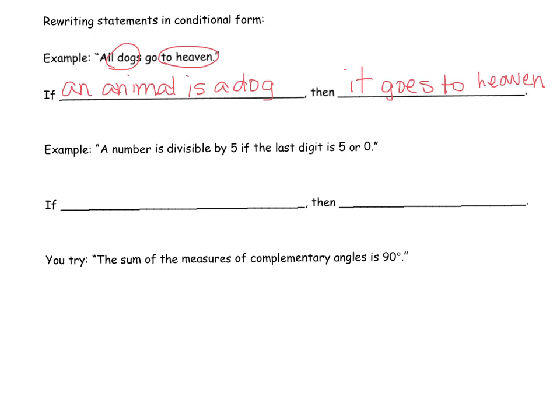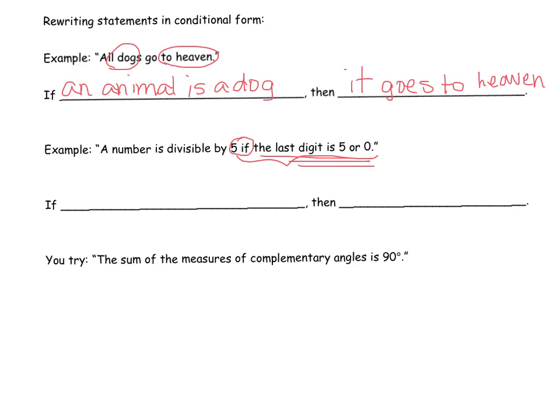So let's try another one. If a number is divisible by 5 if the last digit is 5 or 0. So this one's actually written backwards, because we see that the if is right here. So this is saying if the last digit of a number is 5 or 0, then it is divisible by 5. So that's a little bit different. The if is kind of your clue here that what follows it is the hypothesis.